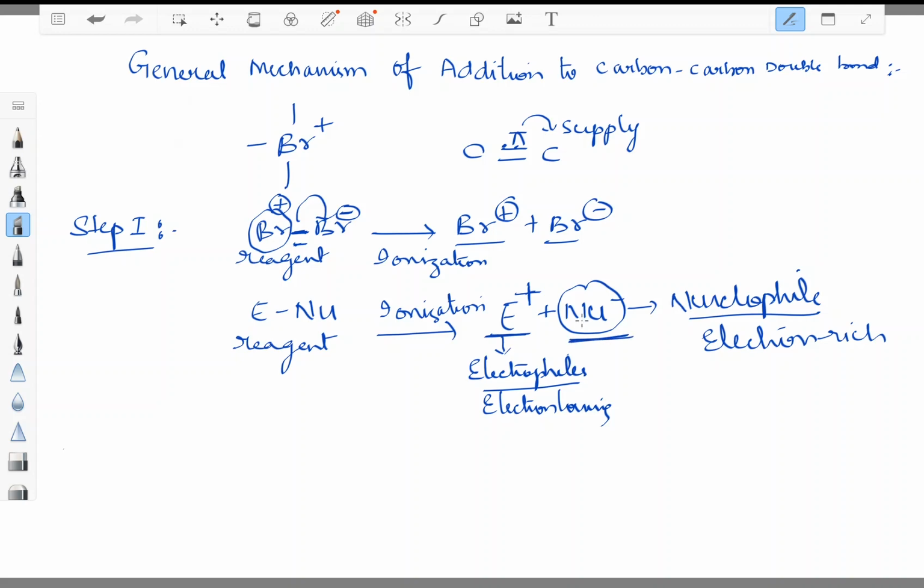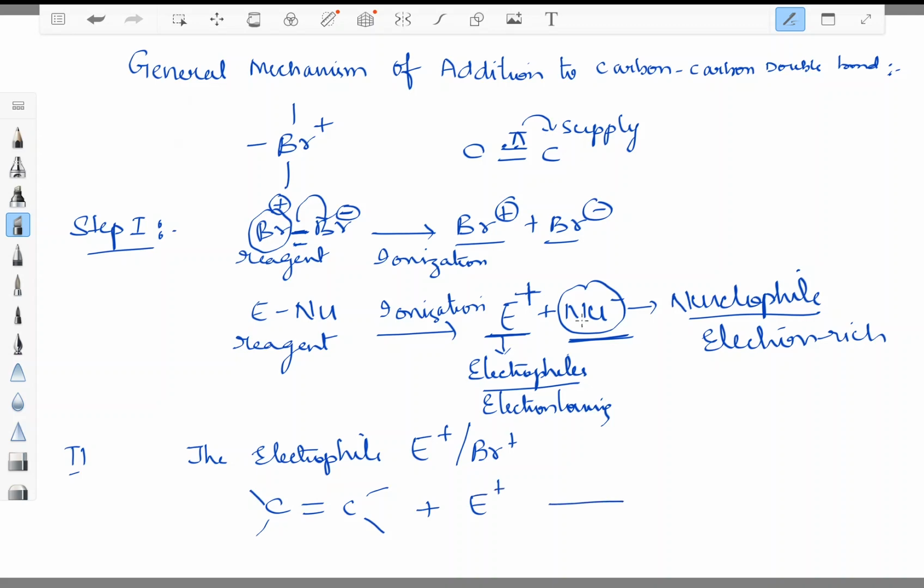In step 2, the electrophile formed here attacks an alkene. What is the electrophile formed here? It is E plus. In the previous example which we discussed, it was Br plus. Now, in the general mechanism, instead of Br plus, I am just using E plus. For the alkene, I'm going to use a C double bond C with only two bonds each, and I'm not going to write the hydrogens. This E plus undergoes reaction with this alkene.